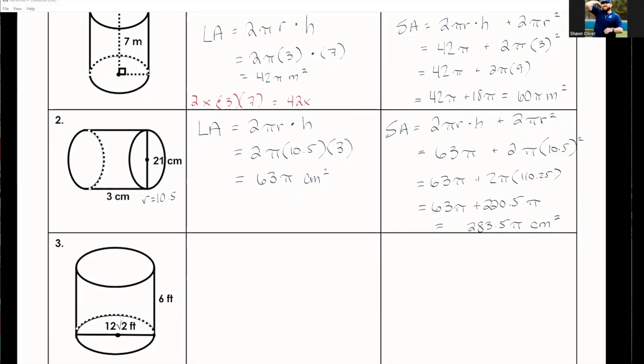Number 3, put in our favorite piece, a radical. I know you guys are excited to see radicals make their comeback. So lateral area is 2 pi r times height. If my diameter is 12 root 2, my radius is half, 6 root 2.